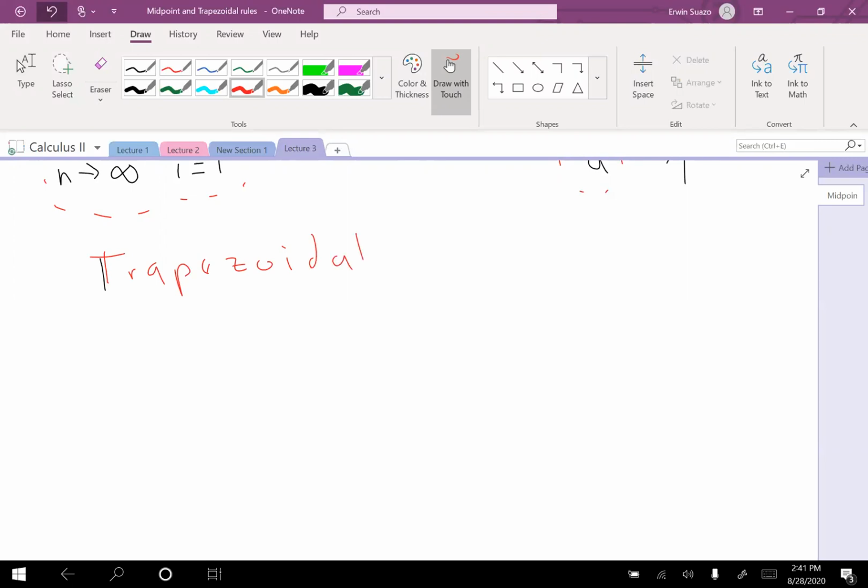Trapezoidal rule. So the trapezoidal rule is like this. Same thing, and I just tell you this, Tn, this is notation.